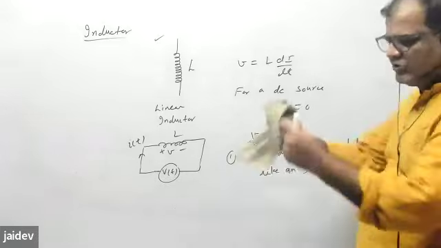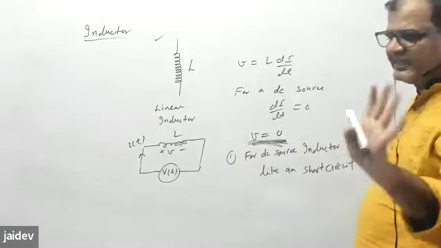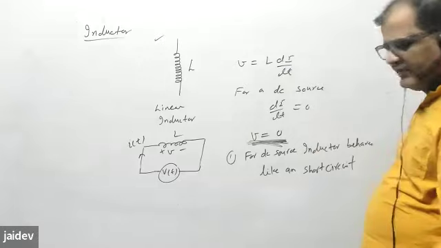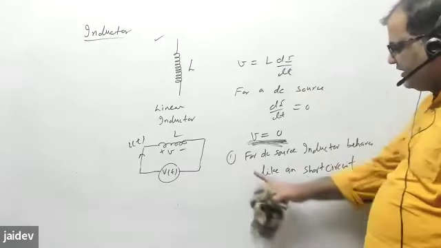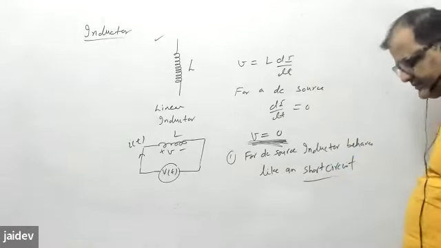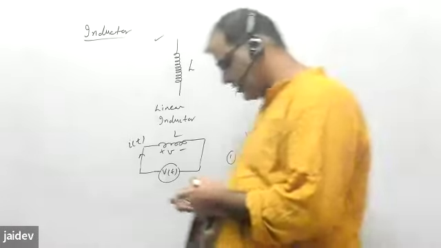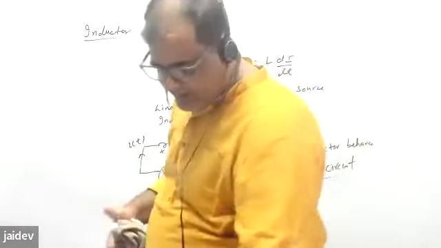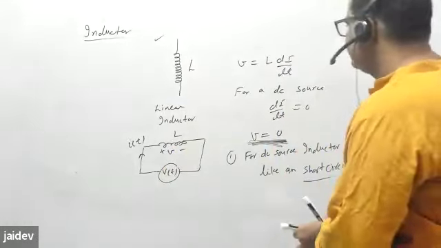As we saw, we open the capacitor in a DC circuit. Right now we are talking about DC, not AC; we are only talking about a DC source. For a DC source, you have to replace the inductor by a short circuit. Okay, this is the one property, and the second property is there.